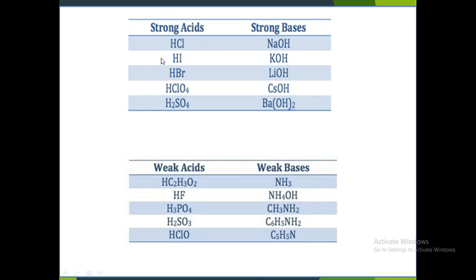These are some examples of strong acids and strong bases. HCl, hydrogen iodide and HBr are strong acids. Strong bases are sodium hydroxide and potassium hydroxide. Weak acids are like CH3COOH, acetic acid, which is a weak acid. Ammonia is a weak base. Ammonium hydroxide is also a weak base. Aniline is also a weak base.